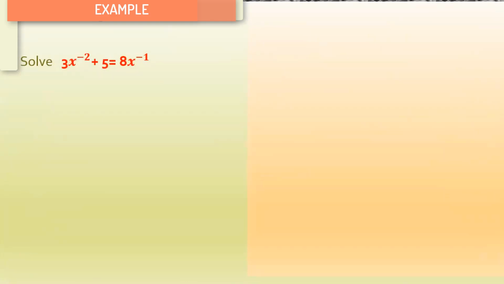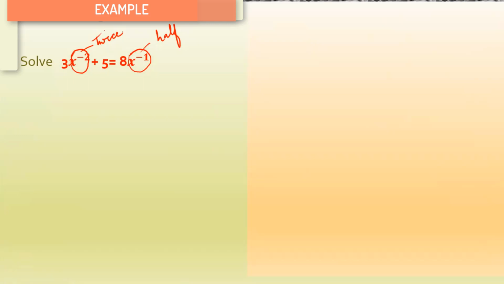When you look at the question, you can notice that the exponent of the variable x in the first term is twice the exponent of the variable in the other term, right? This is twice, and this is half. So minus 2 is twice of minus 1.